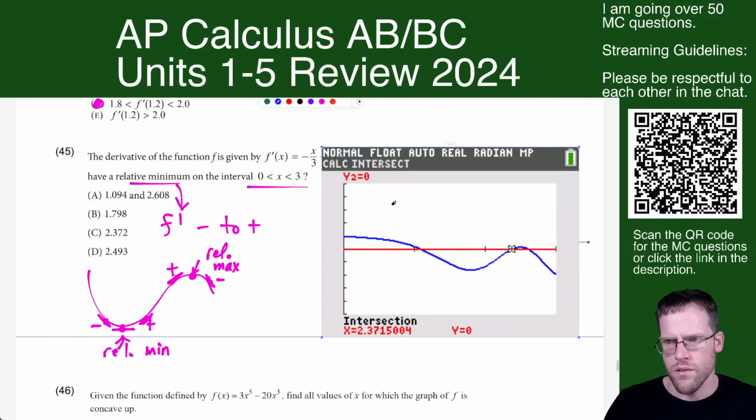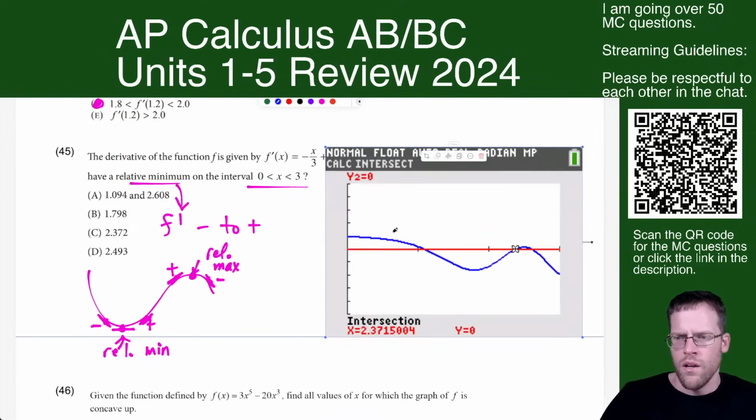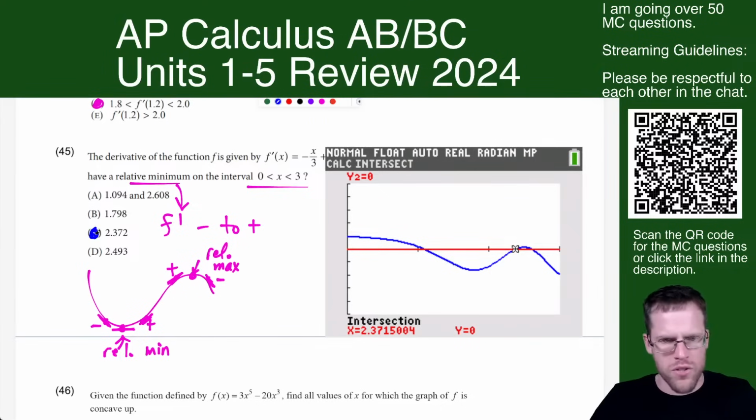So let's see. 2.371, 5 rounds to 2.372. So 45 should be choice C. All right, we're almost done.